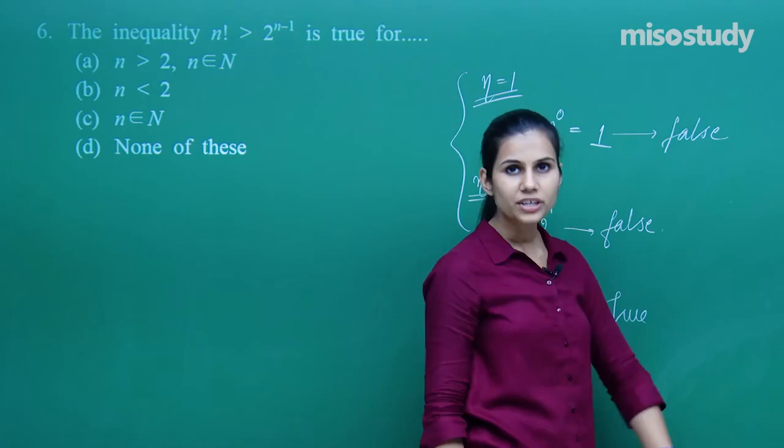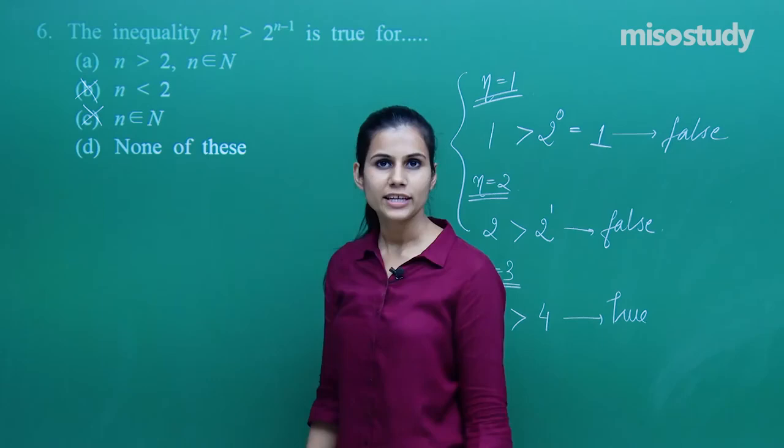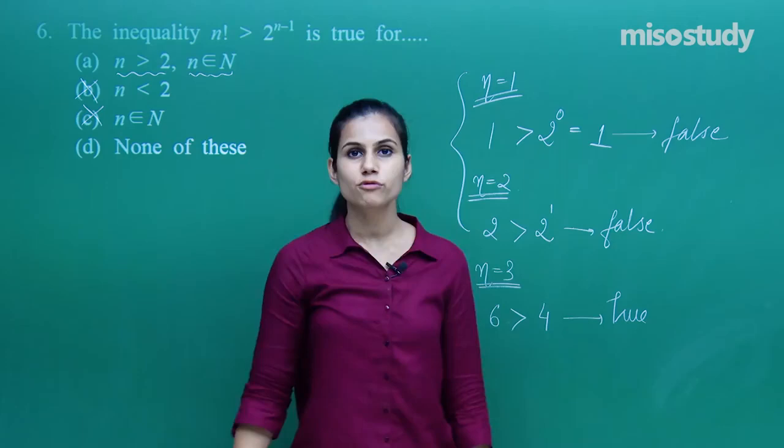Let's check whether it is true for all n in N or not, because the option here, this is wrong. This is wrong, because for n equals 1 and 2, it's not true. This can be true. Till here, we have obtained that for n equals 3, it is true. For n equals 4, it will also be true. But for every natural number, whether it's true or not, we have to check that. We apply the principle of mathematical induction.